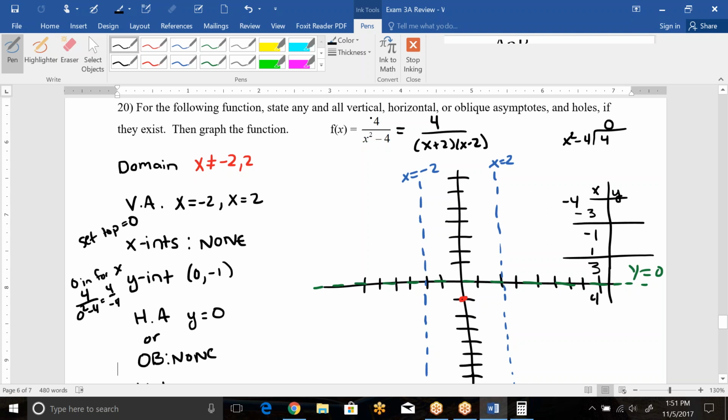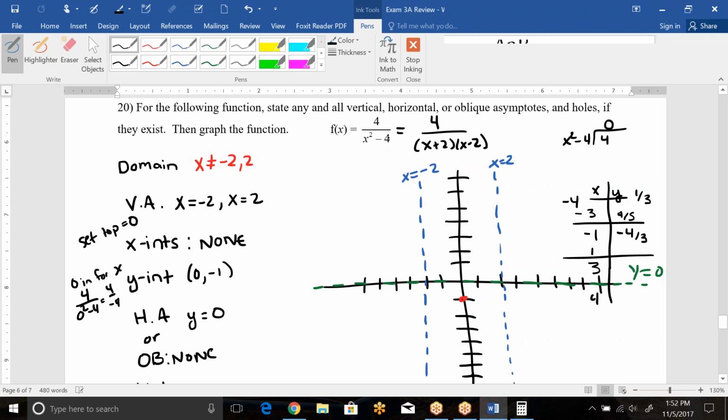So we can do most of this one by hand, or just talking through it. The next one we'll probably need the calculator. So -4 squared is 16, minus 4 is 12. 4 divided by 12 would be 1/3. -3 squared is 9. 9 minus 4 is 5. So this is 4/5. -1 squared is 1. Minus 4 is -3. So that's -4/3.